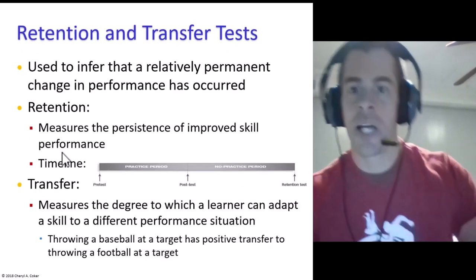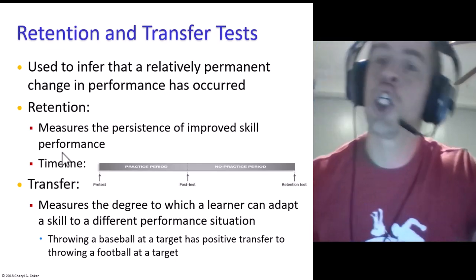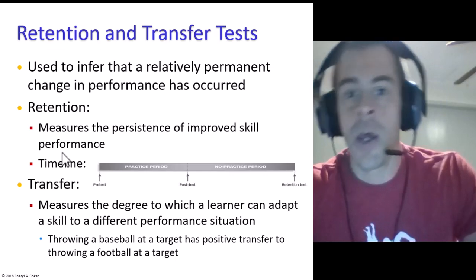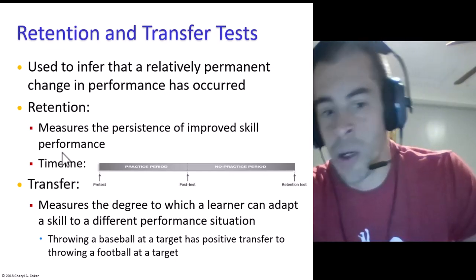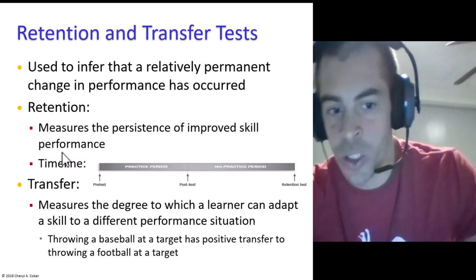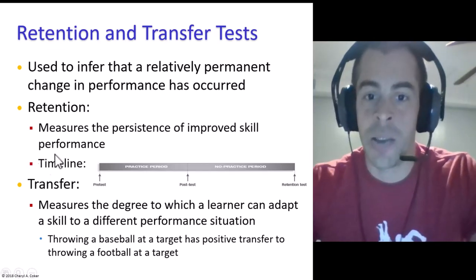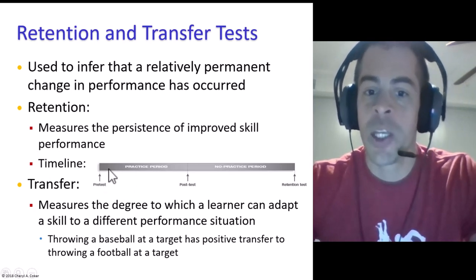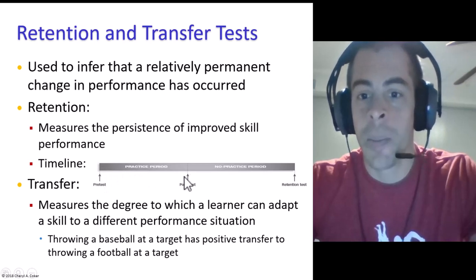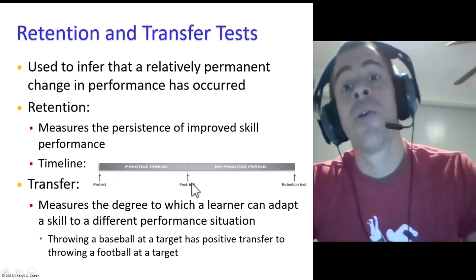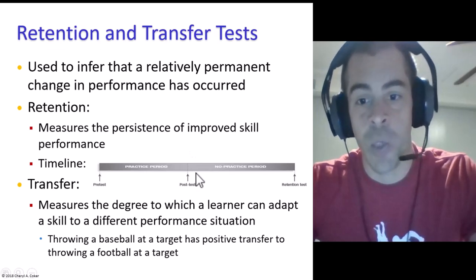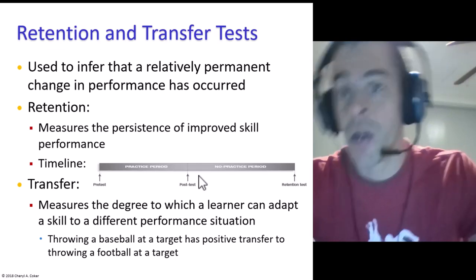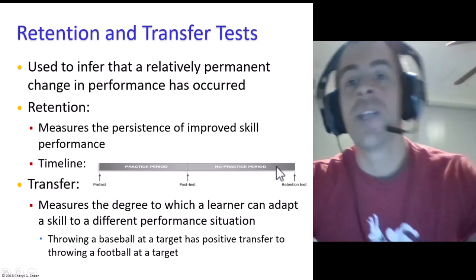And I think this is the final slide or two that we're going to discuss, retention and transfer tests. These are used to infer that a relatively permanent change in performance has occurred. A retention test is when we have an initial pretest, as you can see here, there's a given practice period followed by a post-test. There then has to be a period of time in which we do not practice a skill, but we revisit it, maybe 3 days later, maybe a week later, and then we test them again.